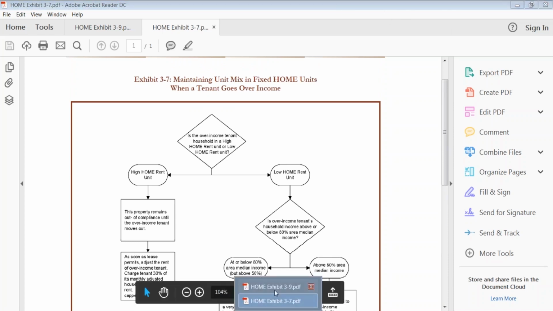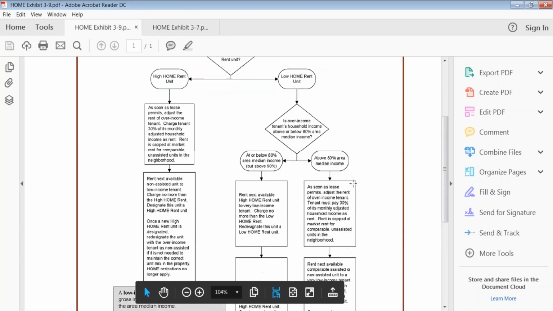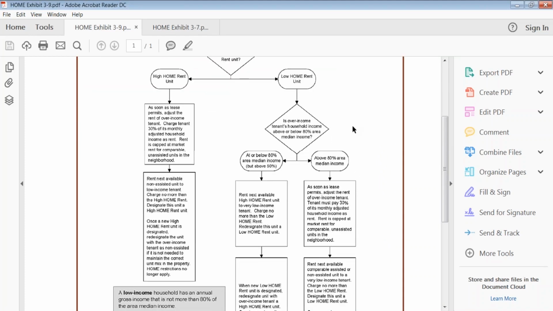All right, so what if it's floating? One thing you can do is just float the home designation to another comparable unit, and then the over-income household is no longer a home unit. And that's probably the easiest thing to do.